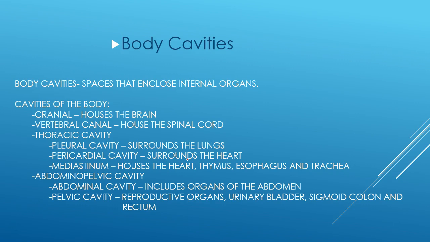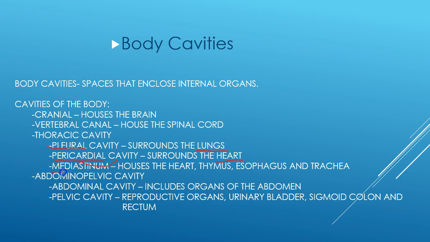Thoracic cavity, we are broken into 3 different other cavities that are going to house different parts of the body. Pleural cavity surrounding the lungs, and as you'll see, anything pleural is going to deal with the lungs. Okay? And then pericardial, cardio is dealing with the heart. So it is a specific cavity surrounding the heart.